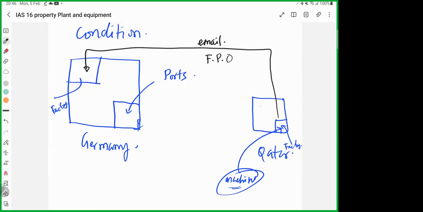See, brother, now this is Qatar. Are they buying this machine from Qatar or outside Qatar? Foreign. Exactly. Outside. This is a foreign purchase order. Okay. So then you will also have something called LPO. What is LPO?